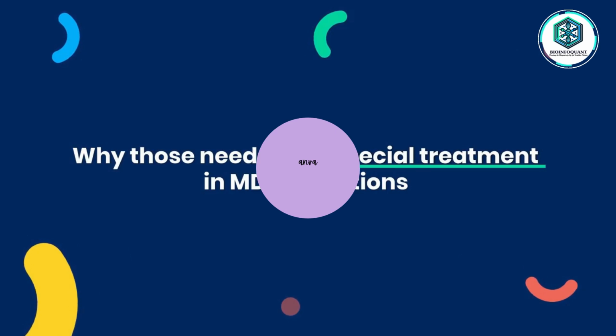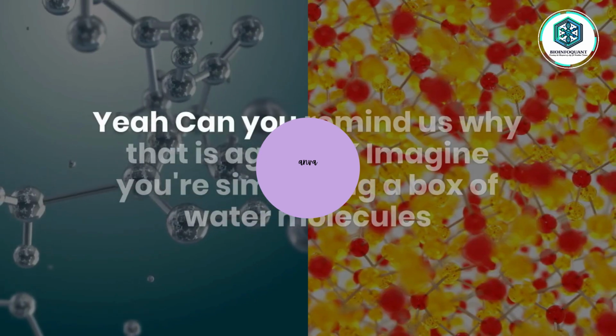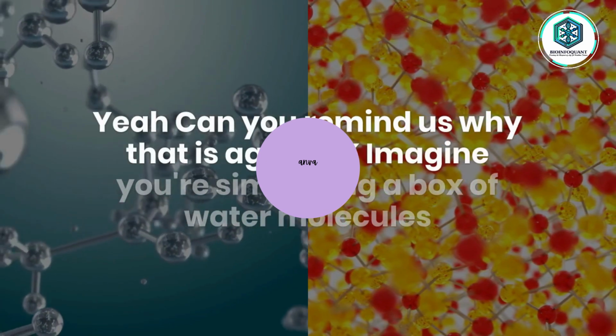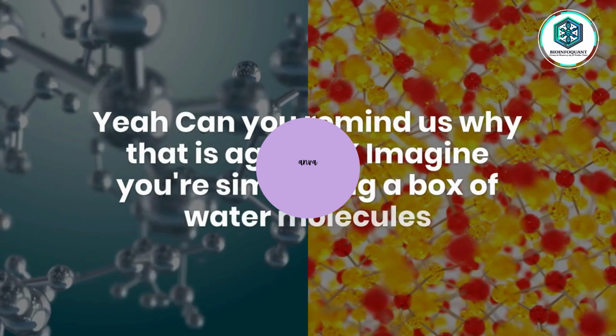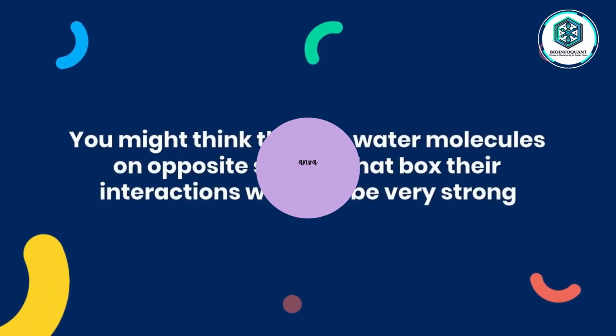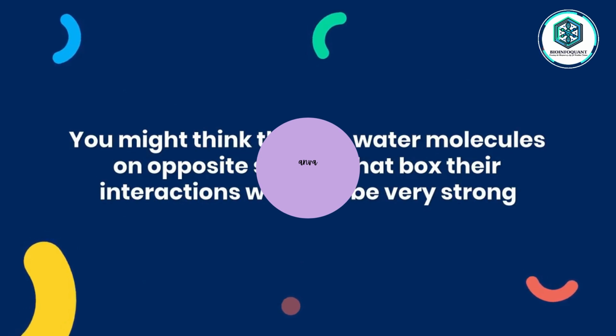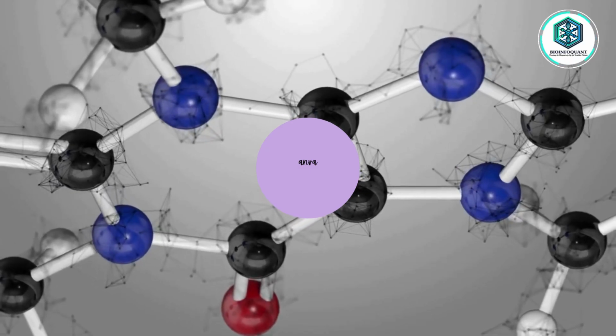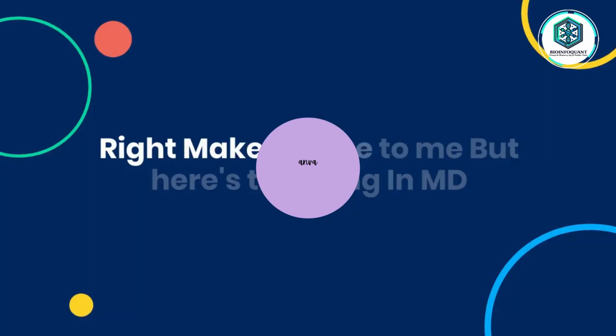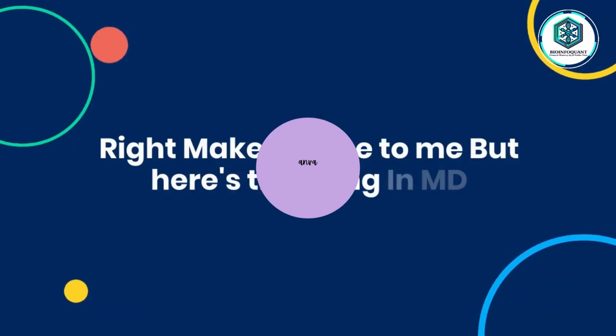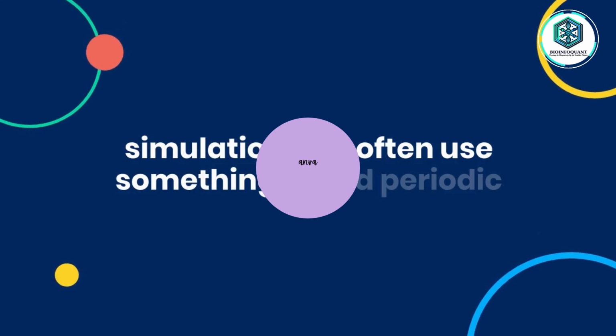Makes sense. Okay. All right, so before the break, we were just about to dive into the world of long-range forces and why those need some special treatment in MD simulations. Yeah. Can you remind us why that is again? Okay. Imagine you're simulating a box of water molecules. You might think that the water molecules on opposite sides of that box, their interactions wouldn't be very strong. Right, because they're so far apart. Exactly. Out of sight, out of mind, right?